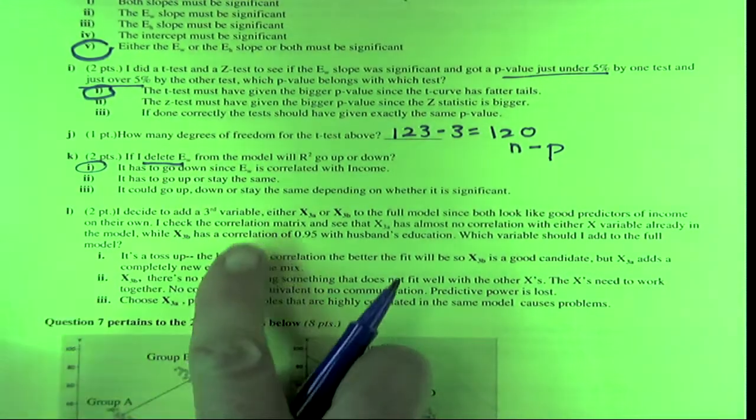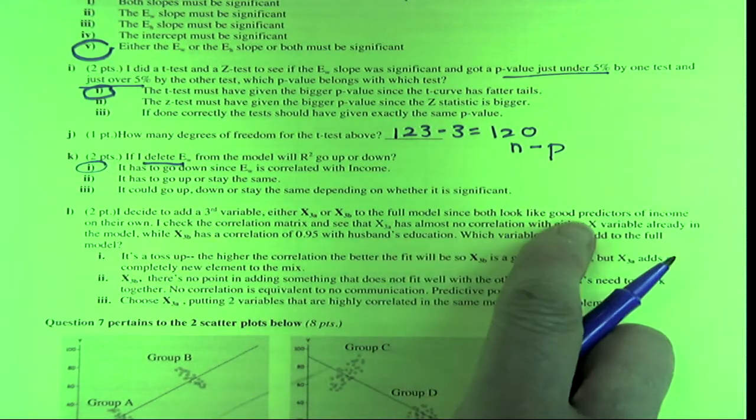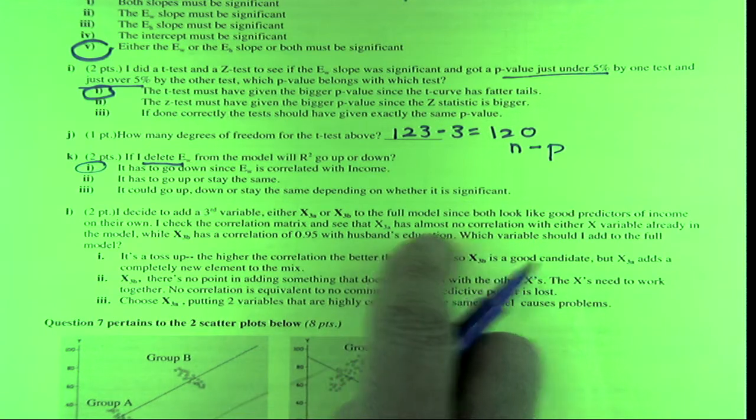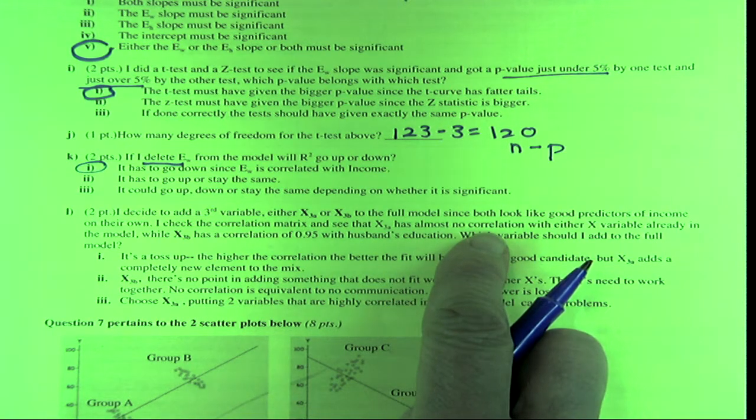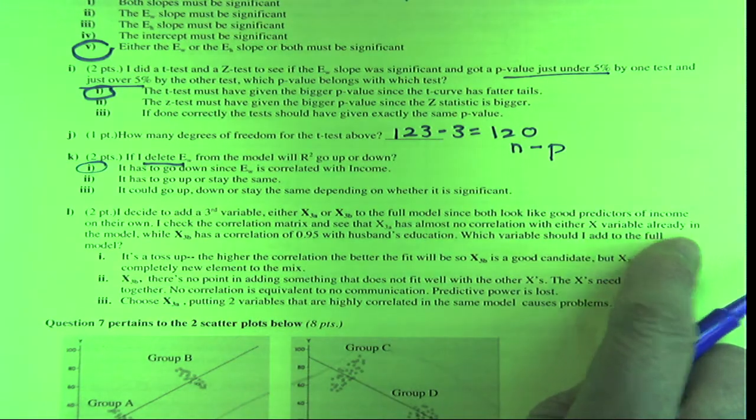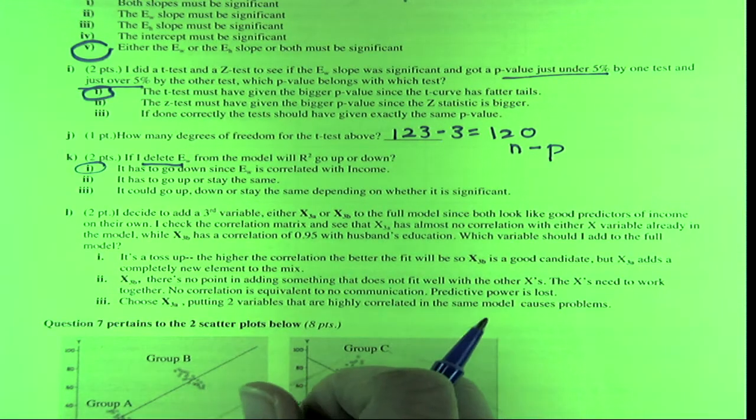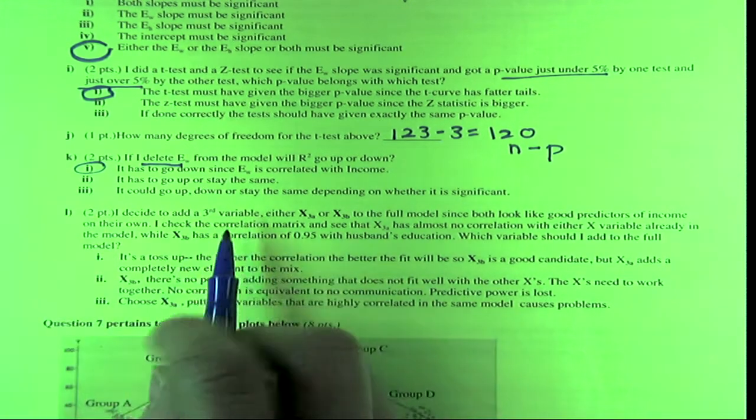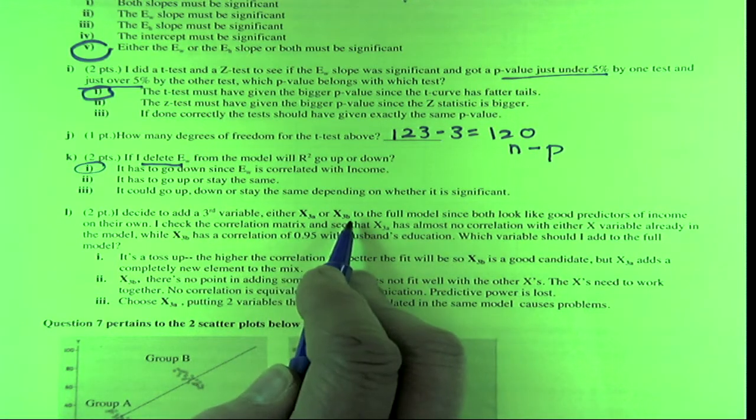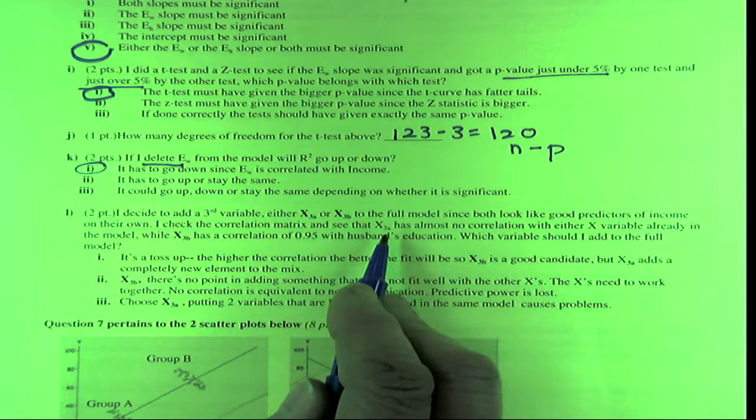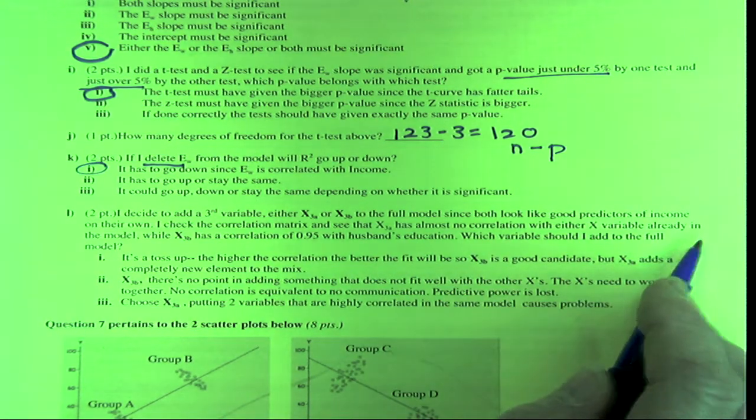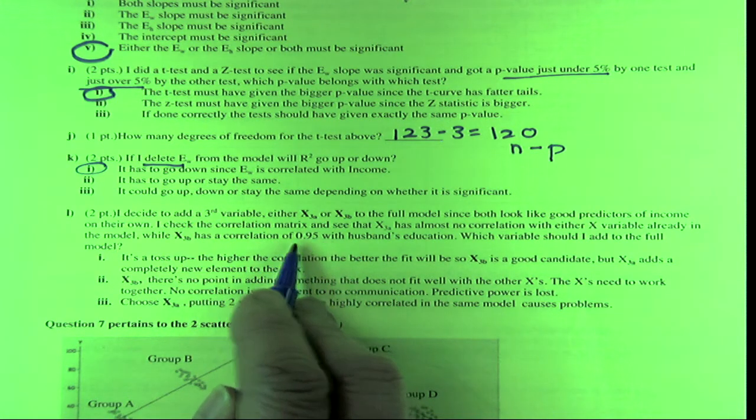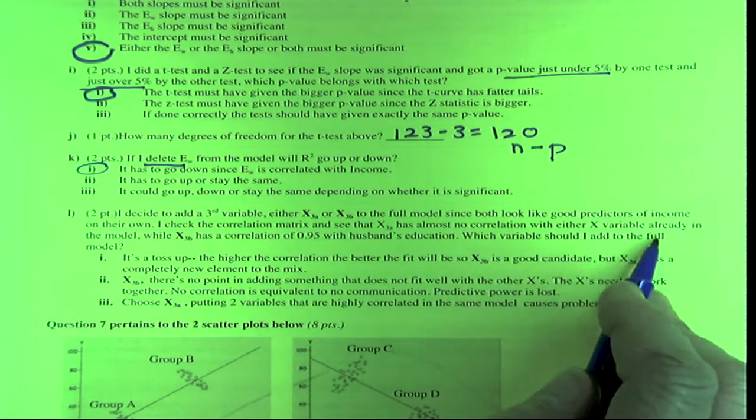Now, I decide to add a third variable. Oh, wait a minute, I better read, this is complicated. I decide to add a third variable. It's either A or B, the third variable. I check and see that the A one has almost no correlation with either x variable already in the model, and the B one has a correlation of almost 0.95 with the husband's education. Which variable should I add to the full model?